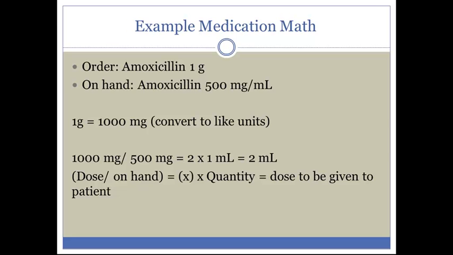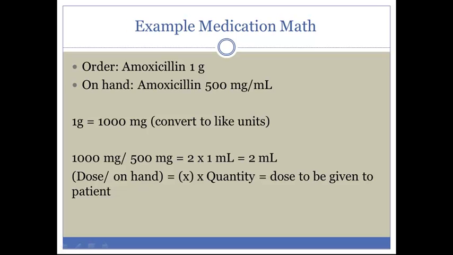So, for example, our order says amoxicillin 1 gram, and then on hand we have amoxicillin 500 milligrams per milliliter. So the first thing we need to do is convert our like units, okay? So these do not match here. So the easiest way would be to convert grams to milligrams. So 1 gram equals 1,000 milligrams, okay? So then we would take that 1,000 milligrams and divide it by 500, which is what we have on hand, okay, which equals 2, and then we times it by our quantity, which is that 1 milliliter, okay.